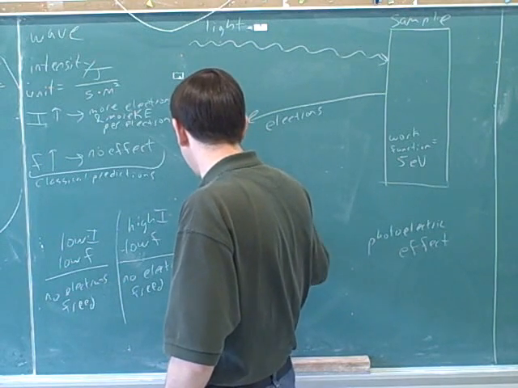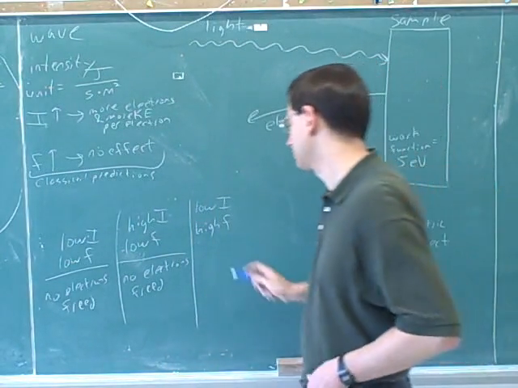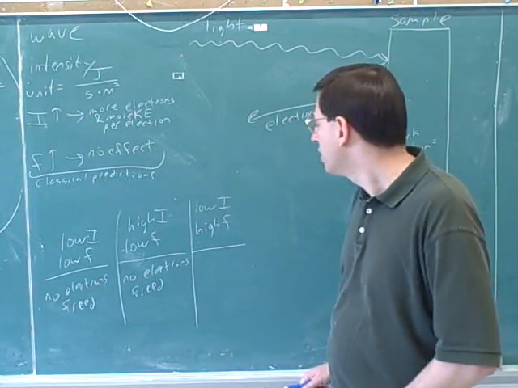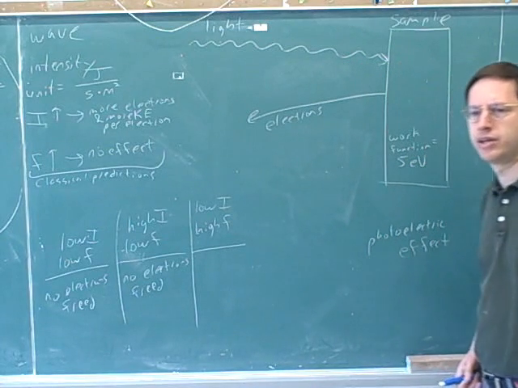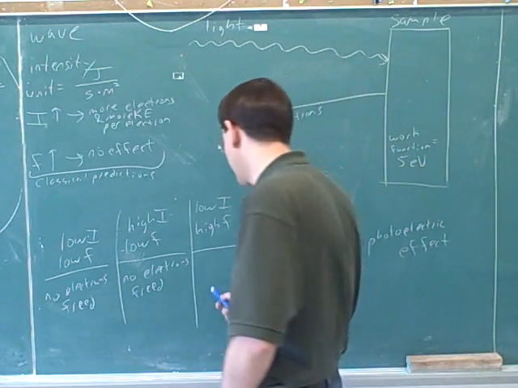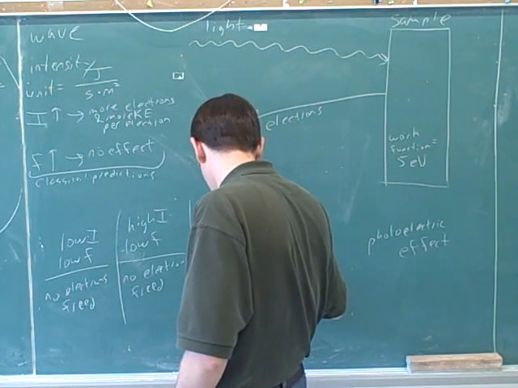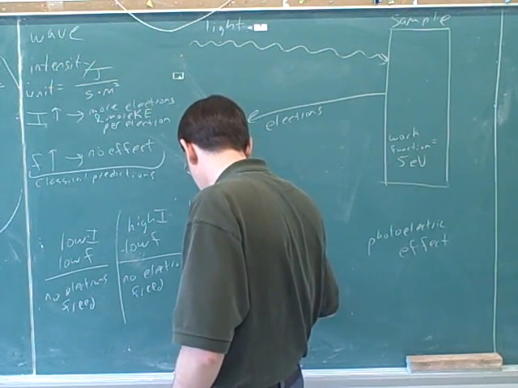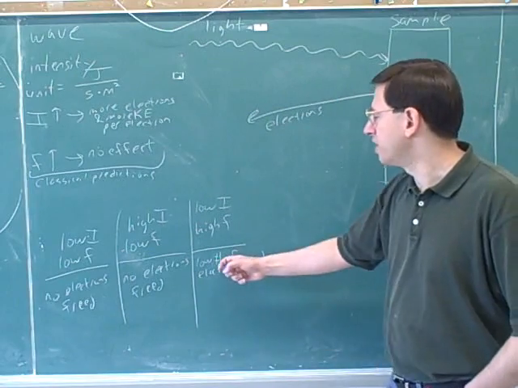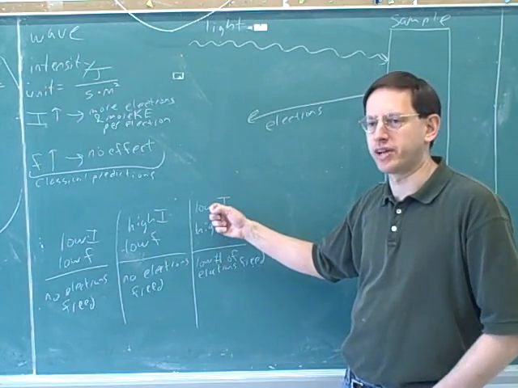On the other hand, suppose we have low intensity and high frequency. Well, how would this be psychologically perceived? As dim violet light. Yeah, and now we did get electrons. It was only a small number, but now they were getting the electrons freed, even though the intensity was very low, so it didn't seem like they were delivering a lot of energy.